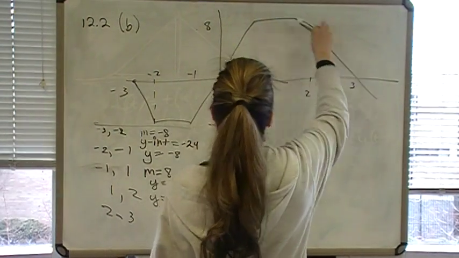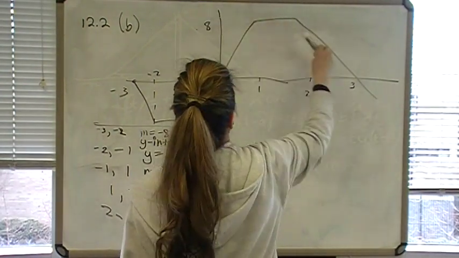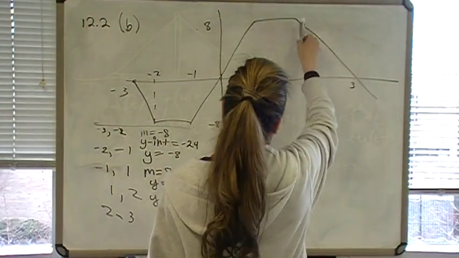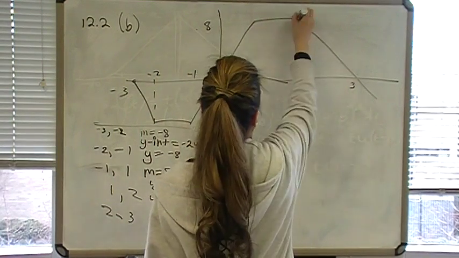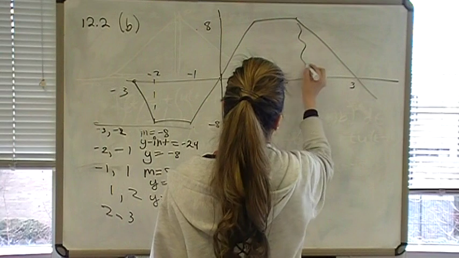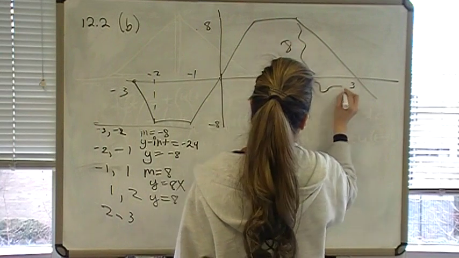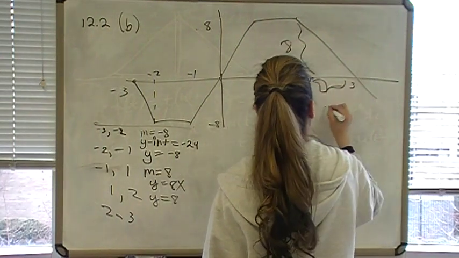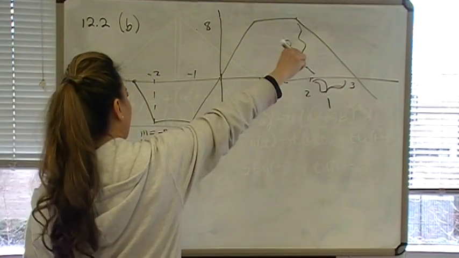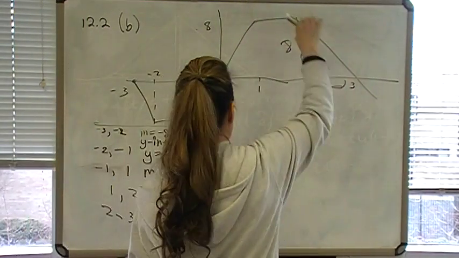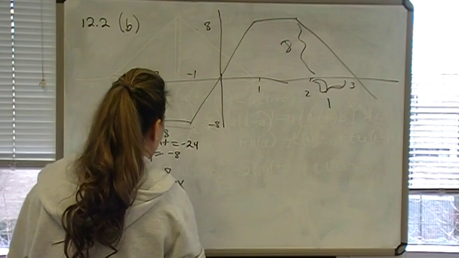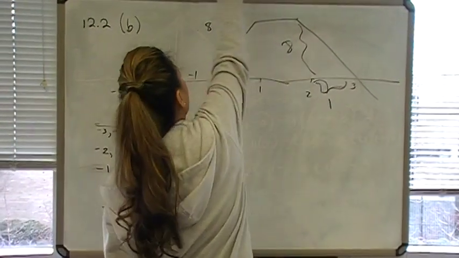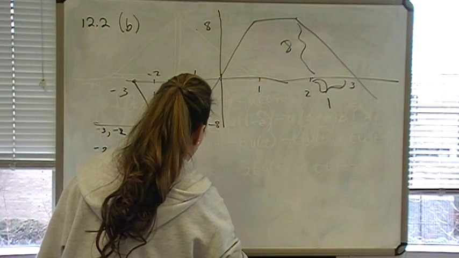And from here to here, first of all, the slope is going to be, rise is 8, from 0 to 8. That's your rise. And then from here, your run is 1, so your slope, your angle this way, is -8. So your m is -8. Your y-intercept, if you continue, is going to be 24.